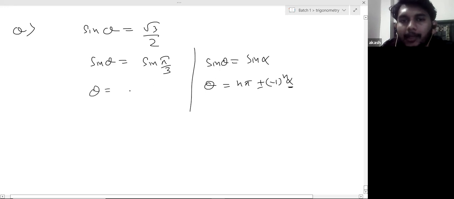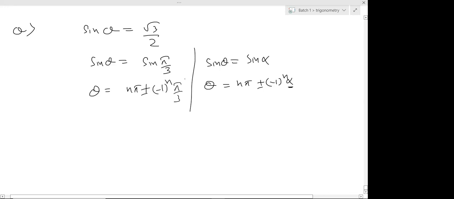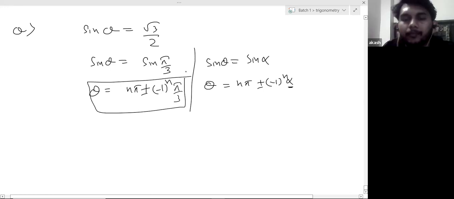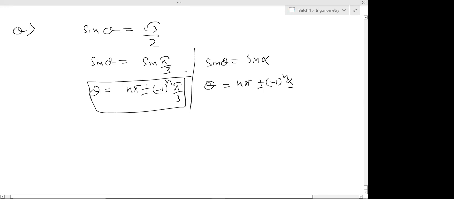So theta will be equal to n pi plus minus 1 raised to the power n times pi by 3. Alpha is pi by 3. This is the answer. Easy. Yes, sir. Right. Arsalan, Abdul.